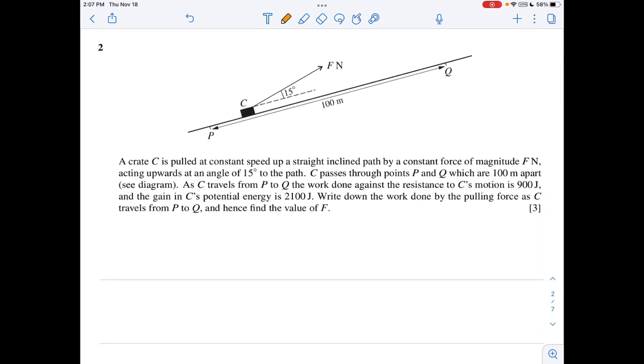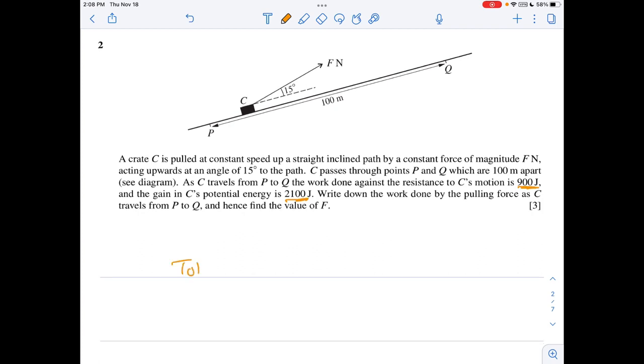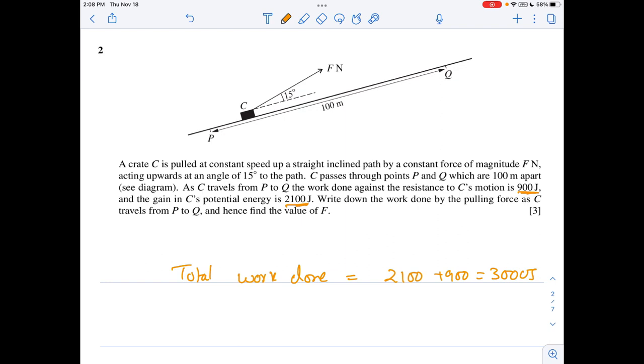Coming to question number 2, a crate C is pulled at a constant speed up an inclined plane by a constant force of magnitude F newtons acting at an angle 15 degrees to the path. C passes through the points P and Q, which are 100 meters apart. As C travels from P to Q, the work done against the resistance to motion is 900 joules and the gain in potential energy is 2100 joules. So total work done will be 2100 plus 900, which is 3000 joules. Now this is the total work done. F is the force with which it is being pulled.